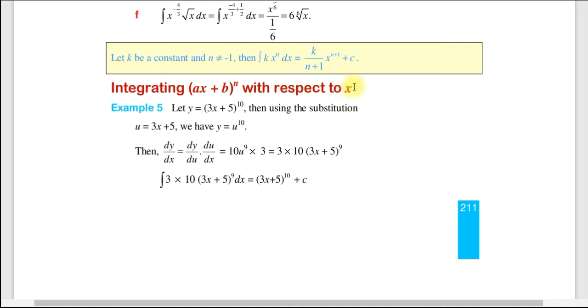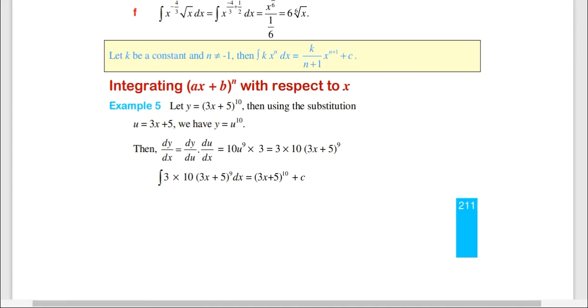In the form of integrating (3x + 5) to the power of n with respect to x, how do we integrate it? Let y is equals to (3x + 5) to the power of 10. Then, using substitution, u is equals to 3x + 5. We have y is equals to u to the power of 10. Then, dy by dx, which is equals to dy with respect to u times du with respect to x.